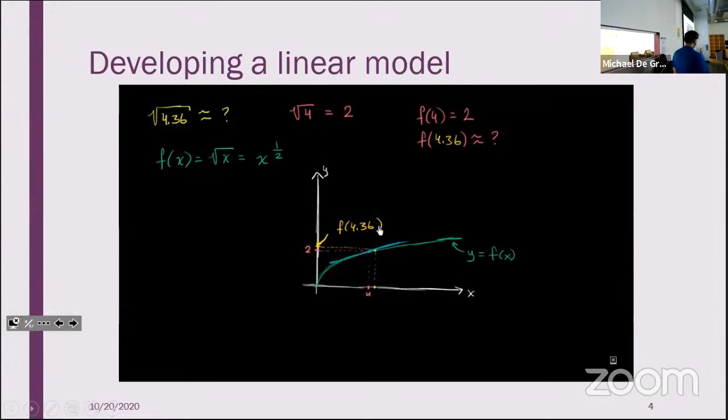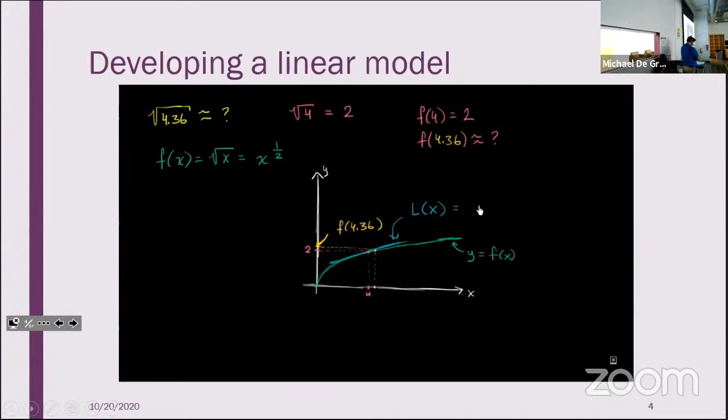So what I'm saying is, let's figure out what the equation of this line is. Let's call that L of x. And then we can evaluate that at 4.36. And hopefully that'll be a little bit easier to do than to try to figure out this right over here. So how would we do that? Well, obviously there are many ways to express a line, but one way to think about it is, L of x is going to be f of 4.